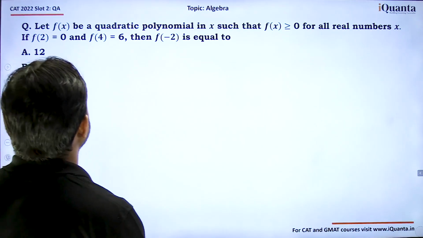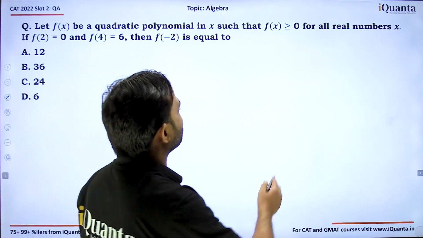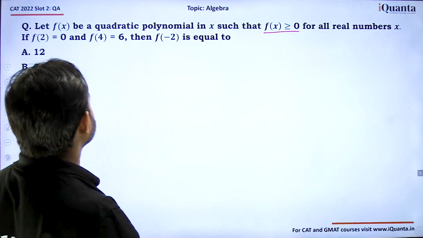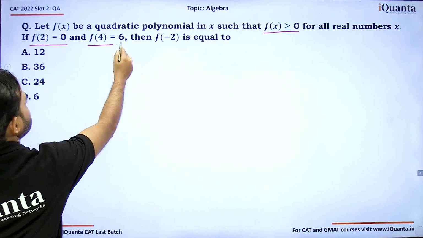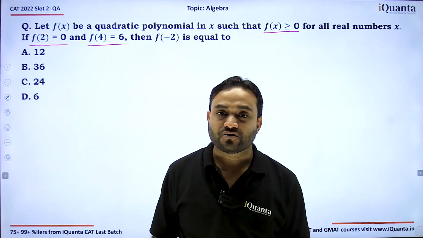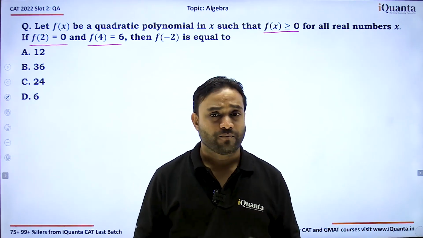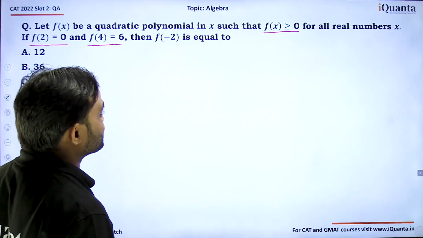Next question is a very interesting question based on quadratic expressions. It says let f(x) be a quadratic polynomial in x such that f(x) is greater than or equal to 0 for all real numbers x. If f(2) is equal to 0 and f(4) is equal to 6, then f(-2) is equal to. So this question could be solved in both ways, one a proper equation way or other a proper graphical way. So let's try to solve it first with the equation way.